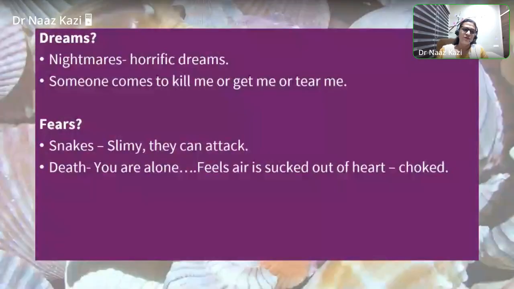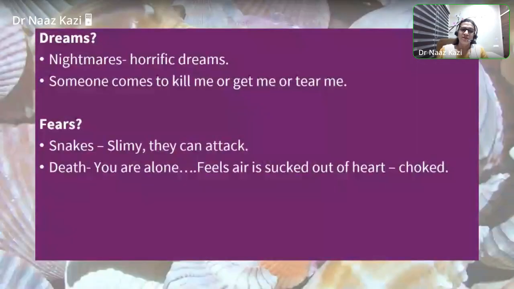I said, what is the fear of death for you? And she says, you are alone in death. I said, oh, how does that feel to be alone? Yeah, you are dead. So how does it matter? So she said, yes, doctor. It feels as if the air is sucked out of your heart, as if you're choking. So here again, I will ask y'all, is there something that matches to whatever we went through earlier in the case?